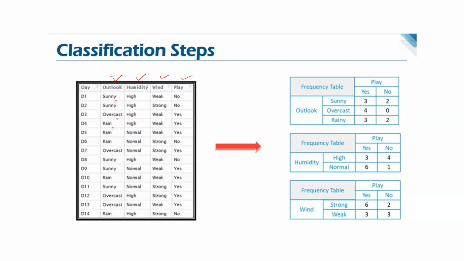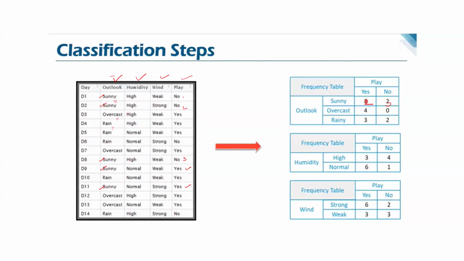Coming to sunny, just count how many sunny values there are: 1, 2, 3, 4, 5. Total 5 sunny values. In these 5 sunny values, check how many yes and how many no. 3 no and 2 yes. So sunny yes equals 2 and no is 3. Total we have 5 sunny values, so 2 plus 3 is 5.